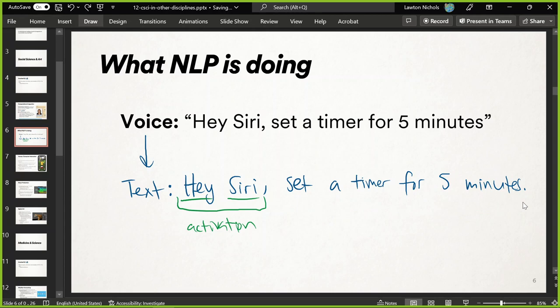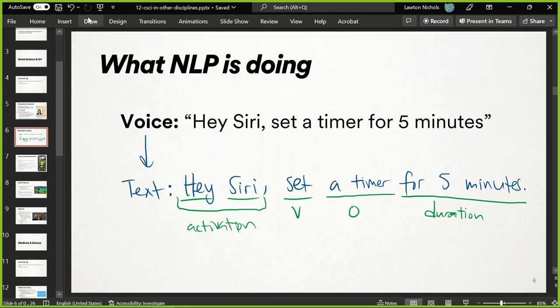And now that Siri has been activated, it needs to parse the rest of this sentence to figure out what you want done. So it needs to do that grade school thing of like, all right, set is the verb, a timer is the object. It needs to break that down. And then for 5 minutes, so there's some extra information depending on what you're asking Siri to do. If you need to set a timer, you need to know for how long. So there's the duration. It needs to separate all of this in the sentence. You see how that is not trivial at all? You could have said it in a different way as well. "Hey Siri, set a 5-minute timer." It would have to parse that as well in a different order.